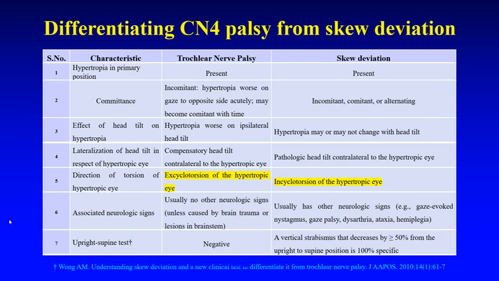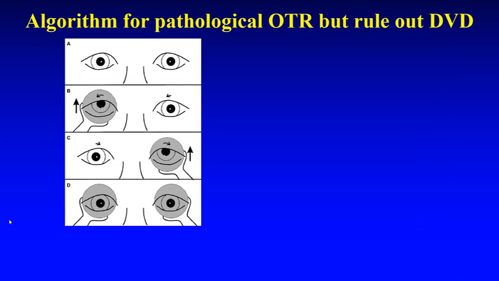The upright-supine test is very important, which is negative in the trochlear nerve palsy. In the skew deviation, a vertical strabismus that decreases by 50% or more from the upright to supine position is 100% specific for the skew deviation. So, the algorithm for pathological OTR to rule out the dissociated vertical divergence is here.